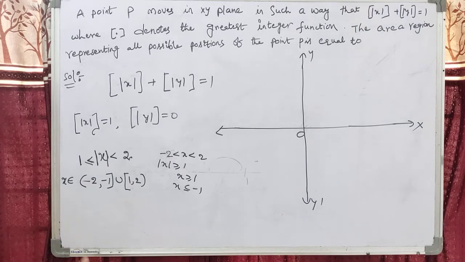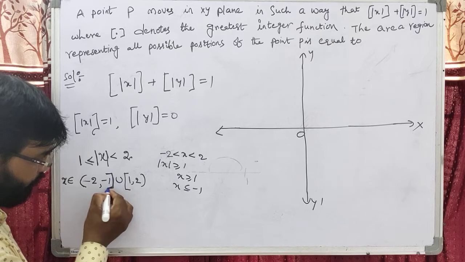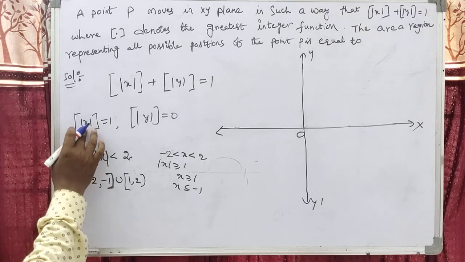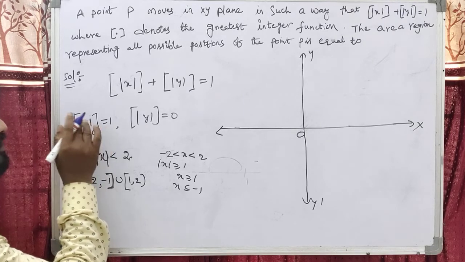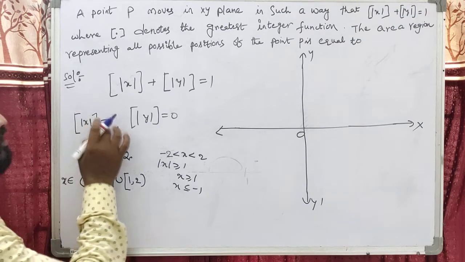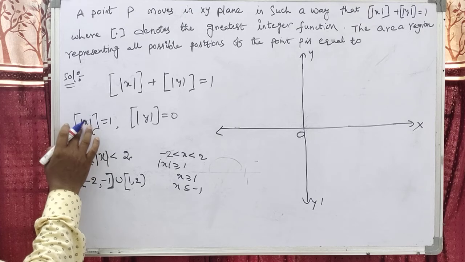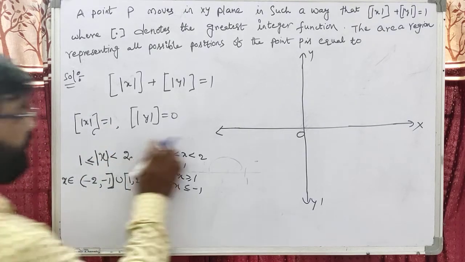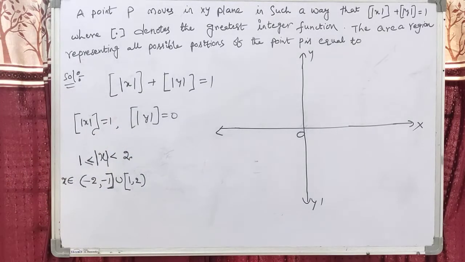Dear students, here this is not equal to minus 2. If you take any value, minus 1.5, is there a mod? The modulus of minus 1.5 is plus 1.5, so its step is 1. Mod of minus 1.5 is plus 1.5, whose step is 1. Is it clear? Okay, now the another one, mod of y.